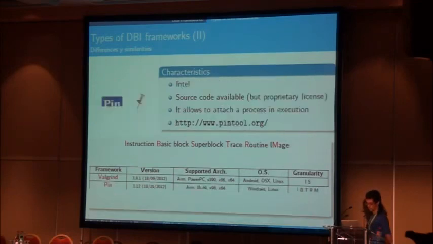The other one, PIN, is developed by Intel. We have the source code available, but the license is proprietary. One interesting thing of this DBI framework is that it allows us to attach to a process during execution. You can check this website if you want to download it. And you can see also that this DBI framework provides us more or less all the granularities.